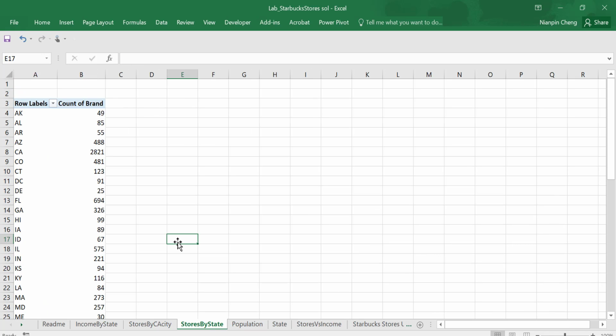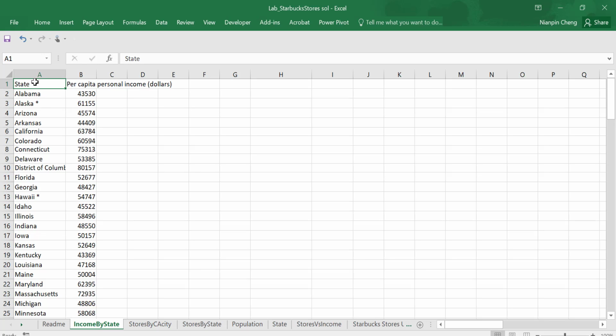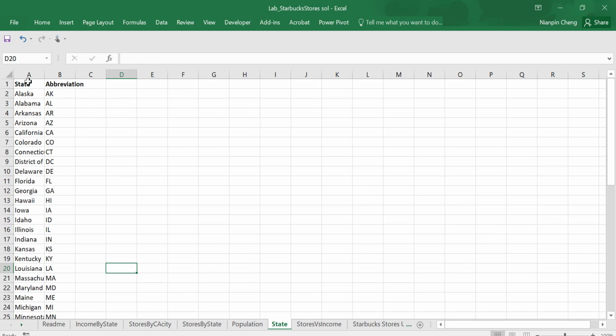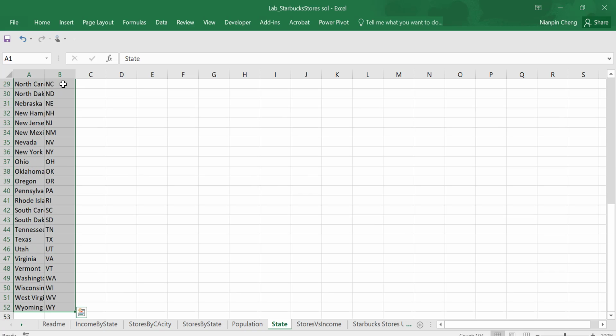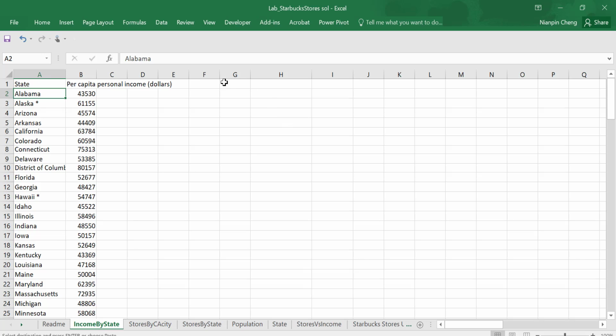Here, store by state. This is Starbucks data. The state, they use the shortened version, but here the state is just the whole name. So we need to make sure we just use one format of the name of the state. So what we are going to do, we go to here, state has an abbreviation and the whole name. We copy the data and then put it back to income by state.